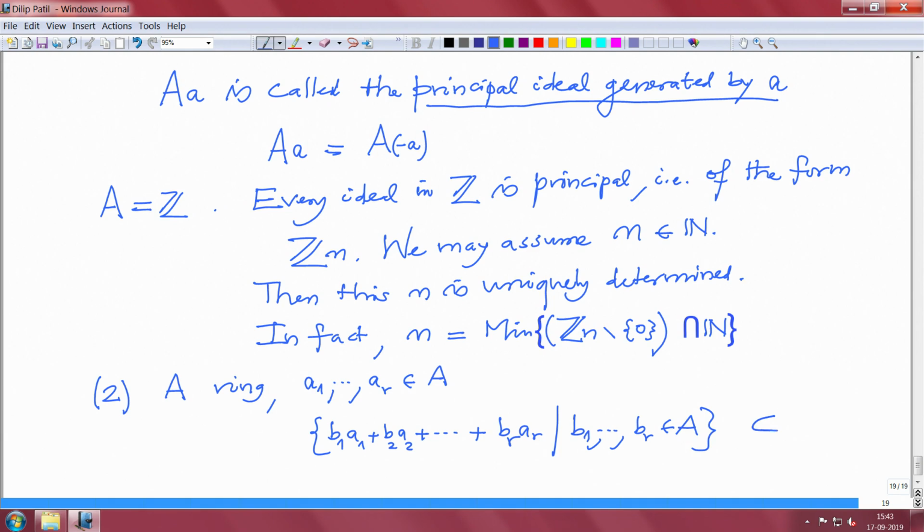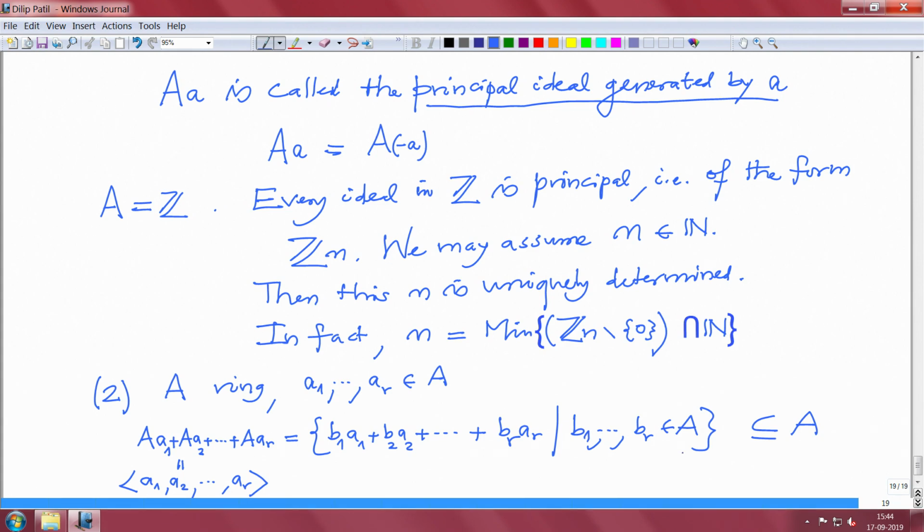This is obviously a subset of A, and the suggestive notation for this set is (a1, a2, ..., ar), or when the ring is a fixed ring and there is no confusion, we will also write it like this: (a1, a2, ..., ar). Sometimes we can write A also just to remember the ring, but it is not necessary when the ring is fixed and when there is no chance of confusion.